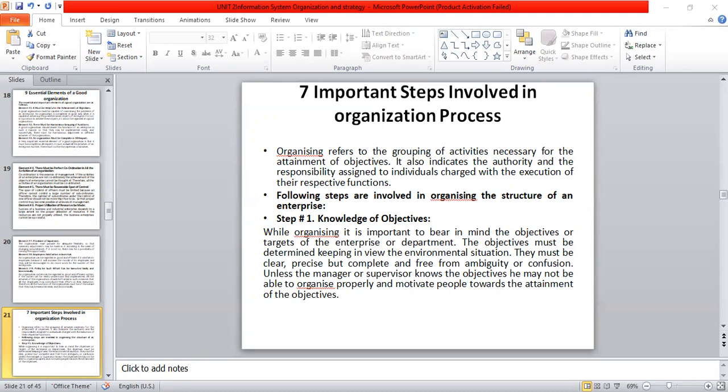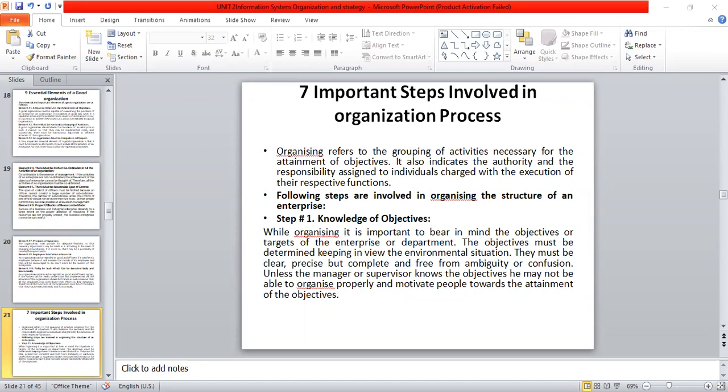Now, today's topic is the main functions of organization. Here is the list of the main functions of the organization: determination of activities, grouping of activities, allotment of duties to specified persons, delegation of authority, defining relationships, and coordination of various activities. All these are the functions which we are going to execute in the organization.